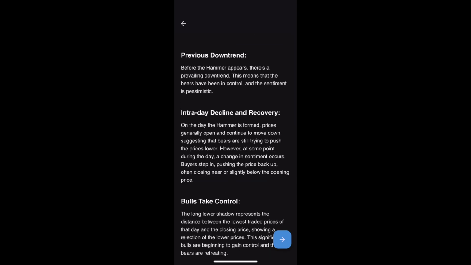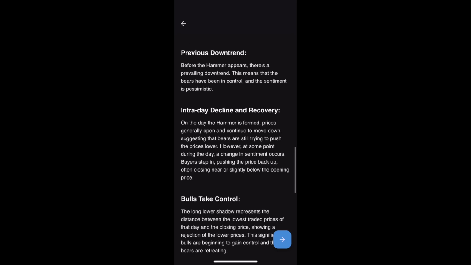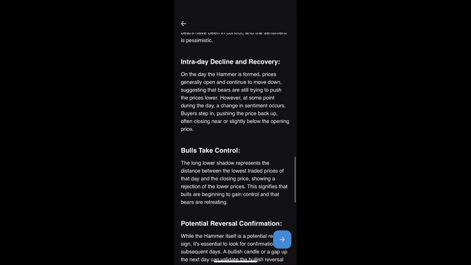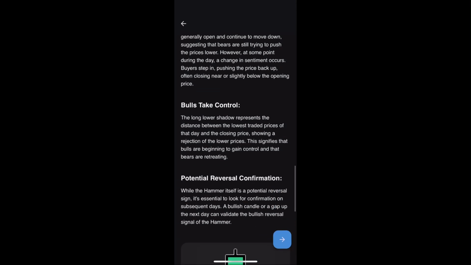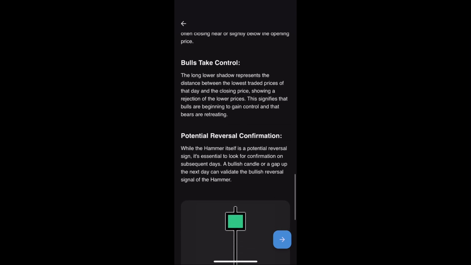Intraday decline and recovery. On the day the hammer is formed, prices generally open and continue to move down, suggesting that bears are still trying to push the prices lower. However, at some point during the day, a change in sentiment occurs. Buyers step in, pushing the price back up, often closing near or slightly below the opening price.